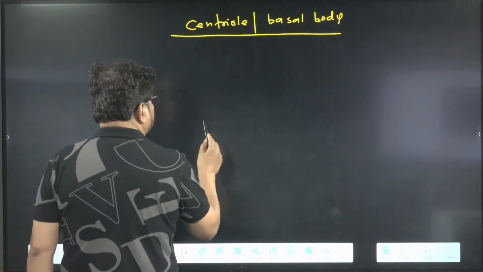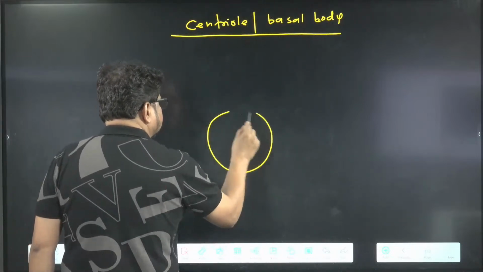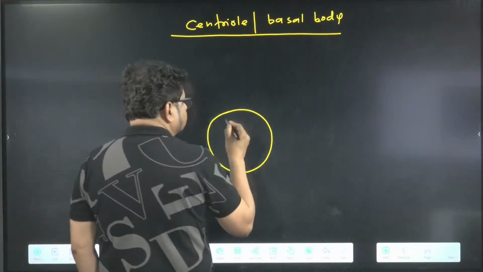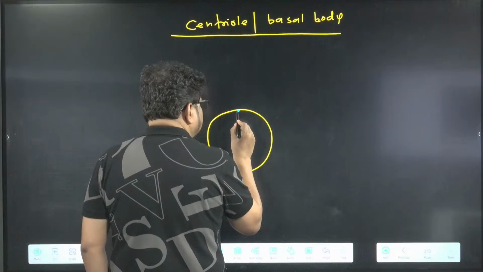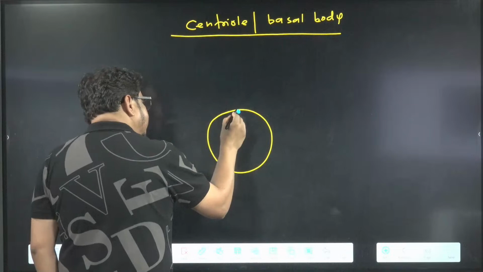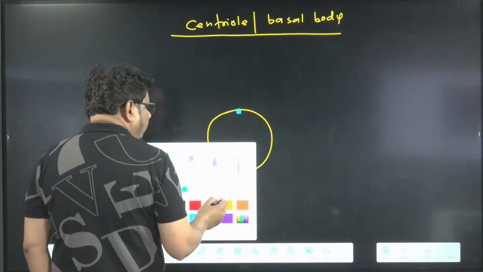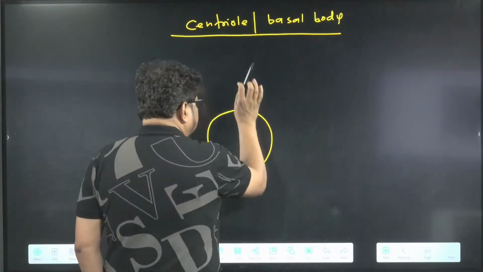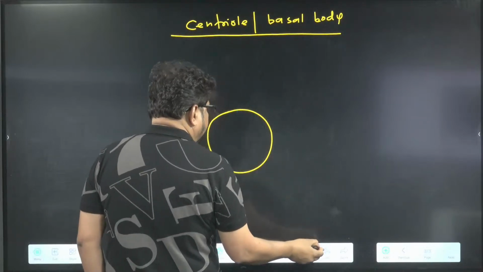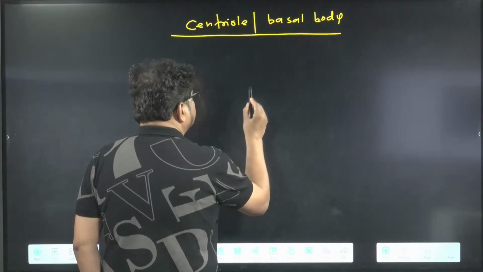This is a cell. Assume this is a cell. And from the cell, what is arising? Cilia and flagella are arising. Just try to understand, you will get a better picture. So you will find cilia and flagella arising from a cell. So the story is like this.